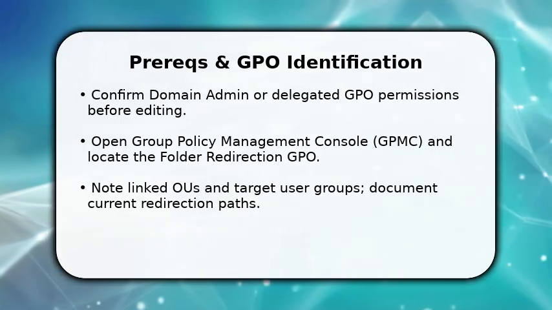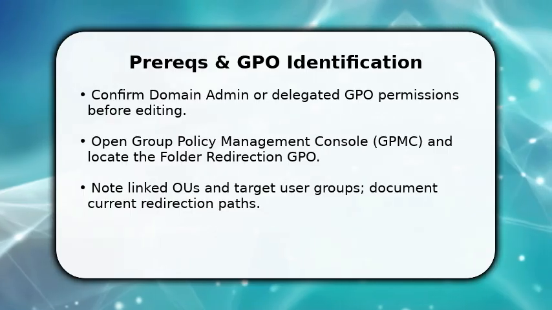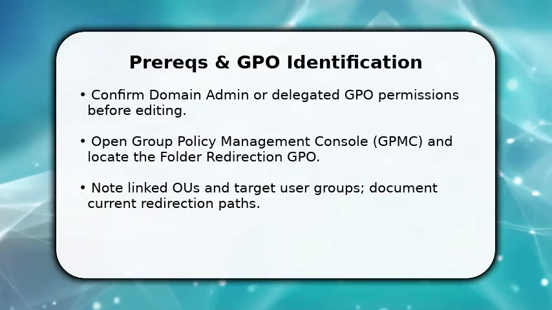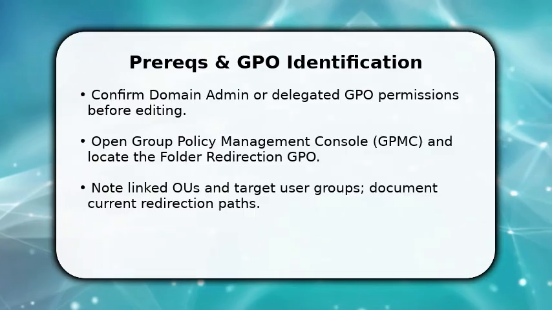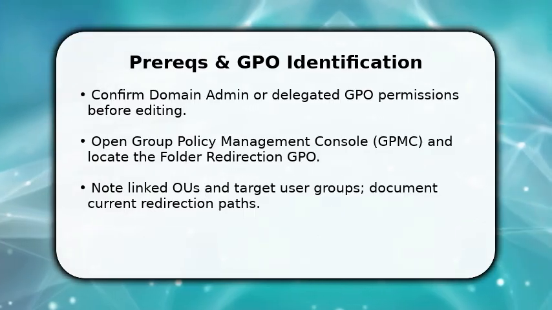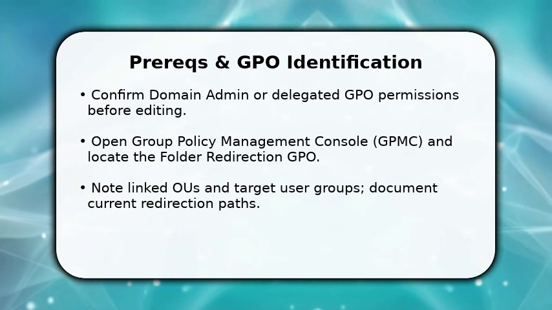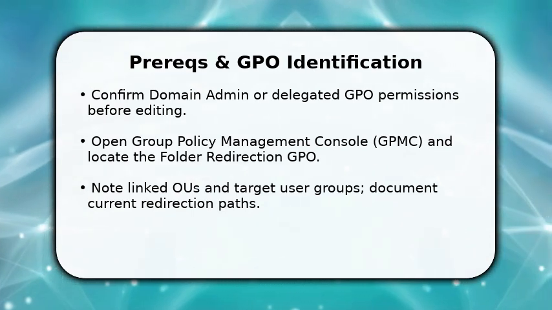Once located, inspect linked OUs and which user groups are affected, and write down current redirection targets and any offline file settings. This documentation prevents accidental data loss when you later unlink or change the policy.